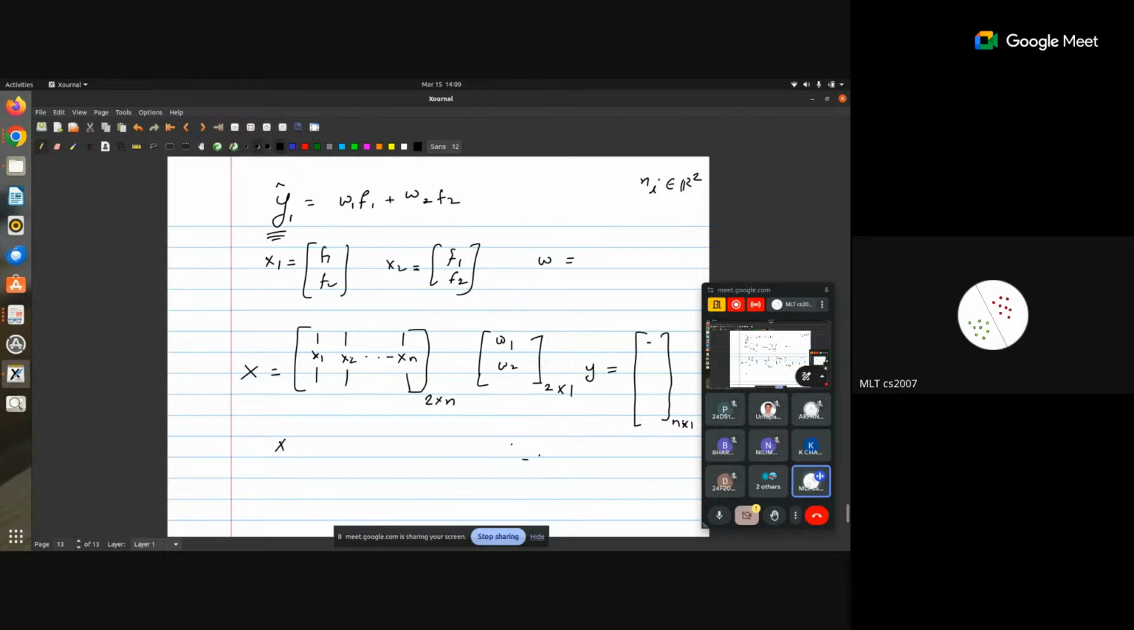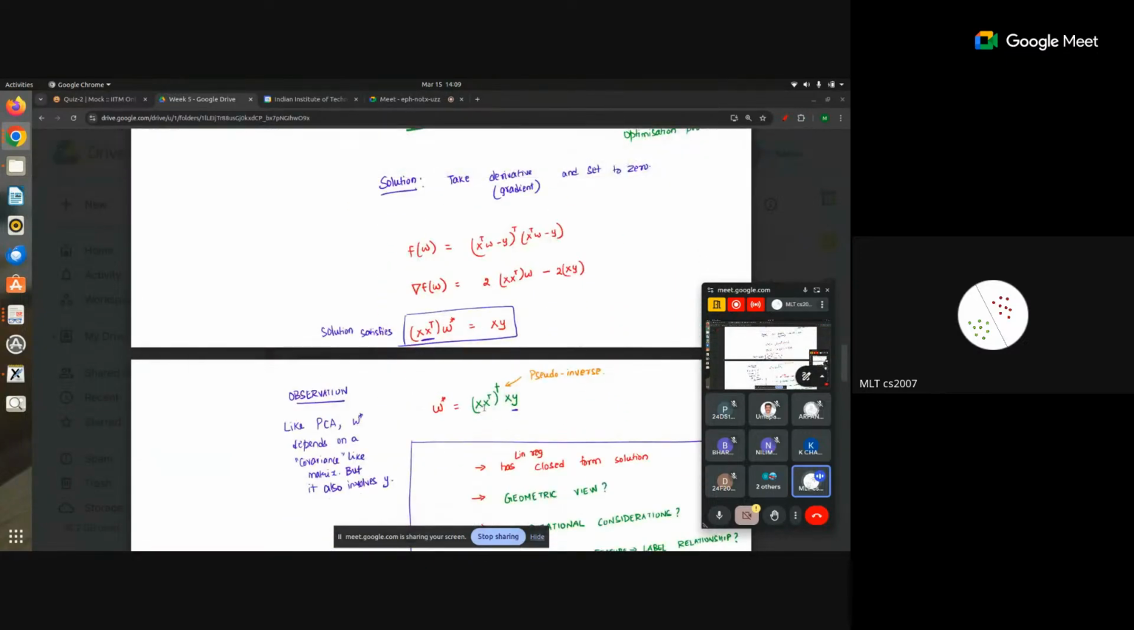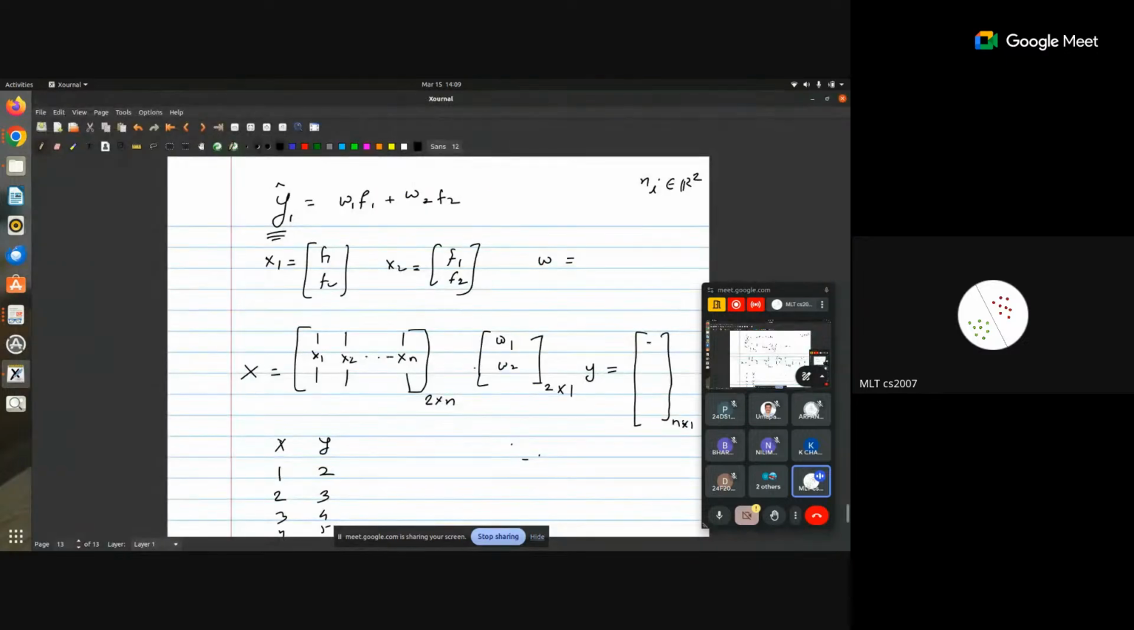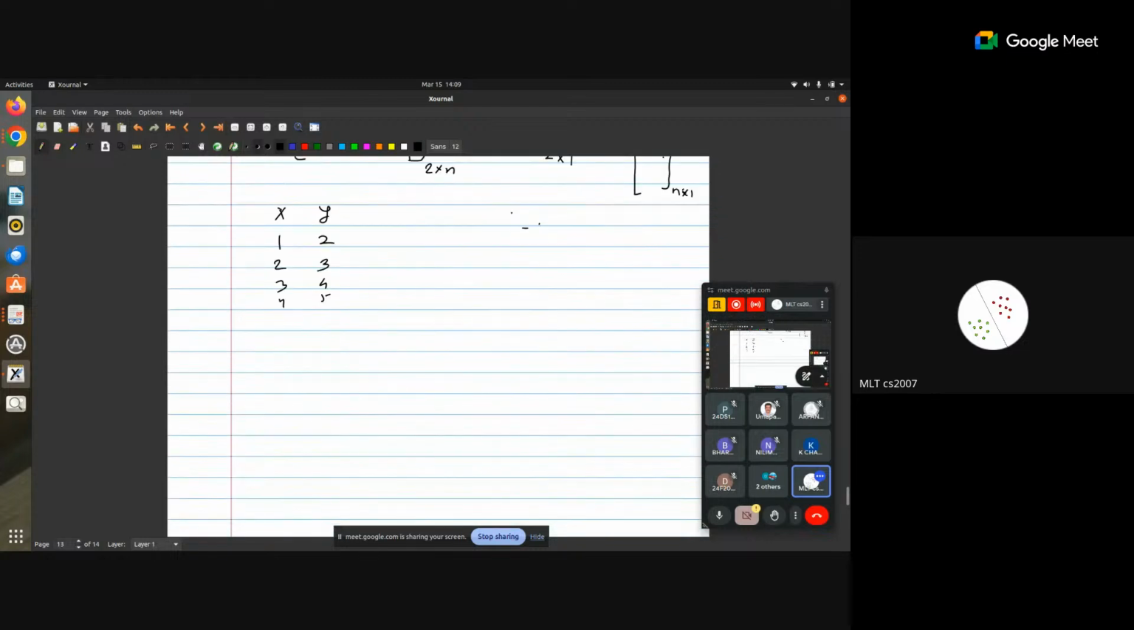So if you are given some feature x and corresponding y, let's say 1 2 3 4, and let's say 2 3 4 5, in this case, what is the solution now? Let's say this is the solution, right? X transpose x inverse x transpose y. So w star, you wanted to find it out. In this case, can you tell me what is x? How will this x look? And what is the dimension of w here?